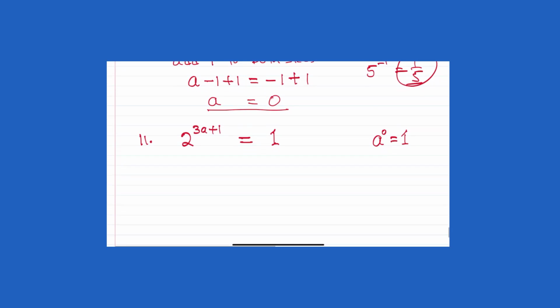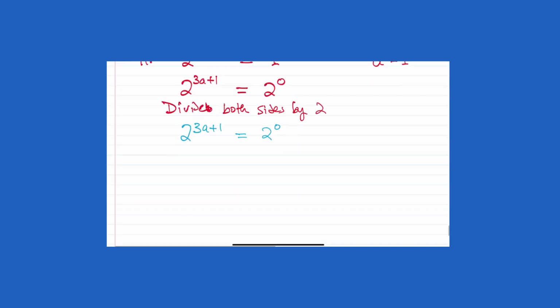So will you agree with me if I come in here and say 2 to the power of 3a plus 1 equals 2 to the power of 0. Now we can set into motion to divide both sides by 2 here. So when we divide both sides by 2, see what happens here. So we have 2 to the power of 3a plus 1 equals 2 to the power of 0. And this is what happens here.